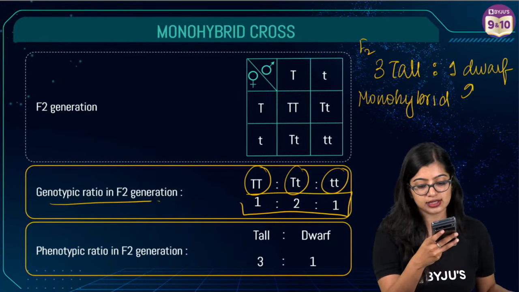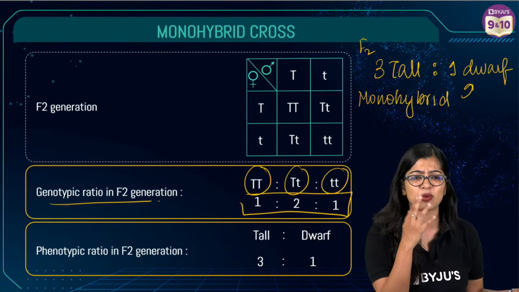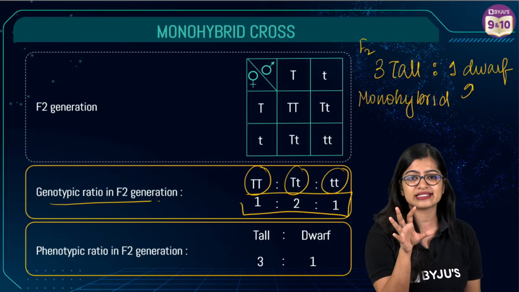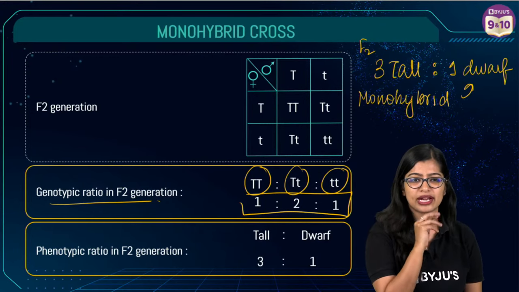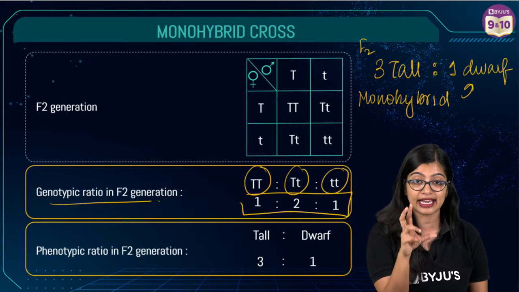Ma'am, to explain this cross, can we say Mendel used other... See, tallness is very easy to understand, right? Tallness is easy to understand, but another character also you can take. Okay, ma'am, not clear this part. Barnali, which part exactly can you tell me?